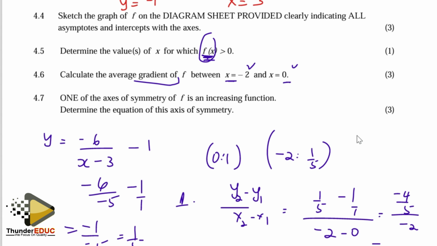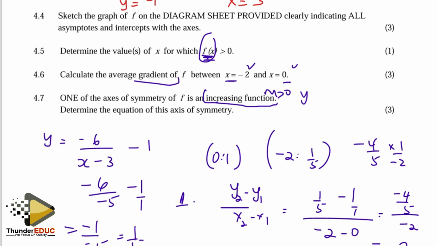What do we end up with? I end up with 2 over 5. So negative 4 over 5, multiplying by that, so it's 2 over 5 positive. Okay, that is the gradient. Then 4.7, one of the axes of symmetry is increasing. So it's increasing, which means the gradient is positive.